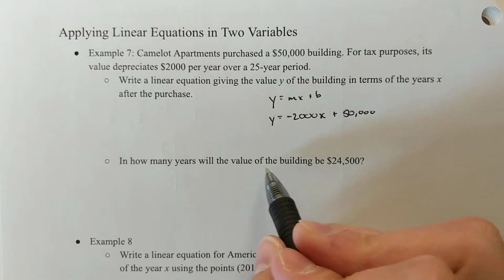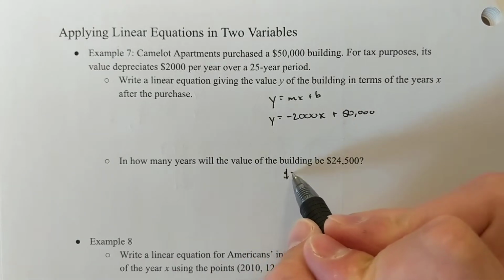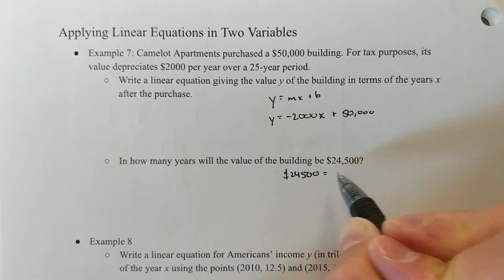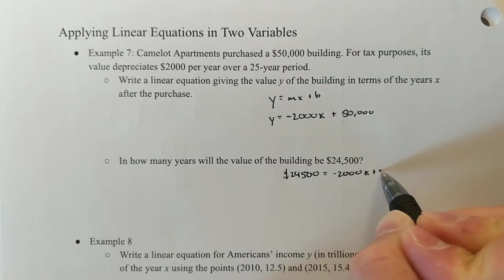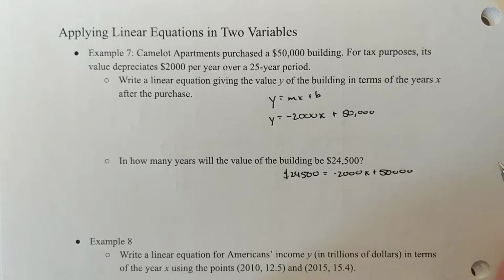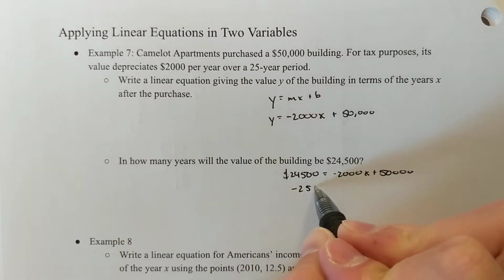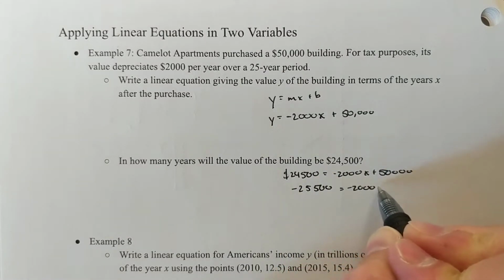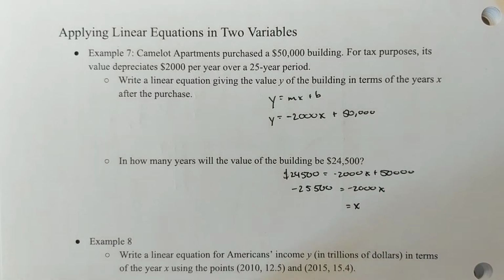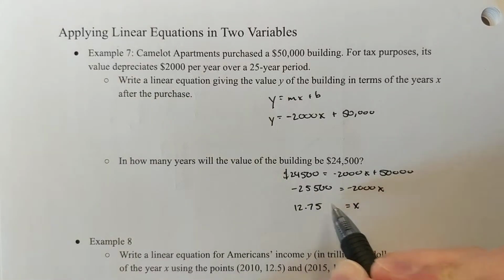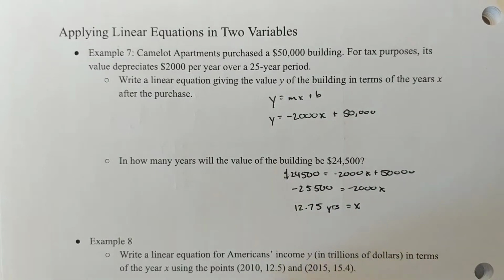It says in how many years will the value of the building be that amount? So that's my y value. So 24,500 is equal to -2,000x plus 50,000. And I need to solve that equation. My first step is to just subtract the 50,000 from both sides. So 24,500 minus 50,000 is -25,500. And then divide everything by -2,000. So 12.75 years until it's worth that amount.